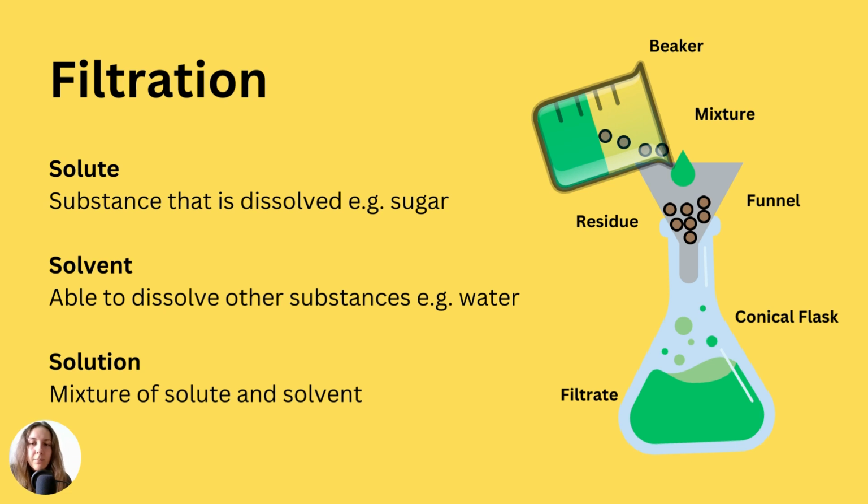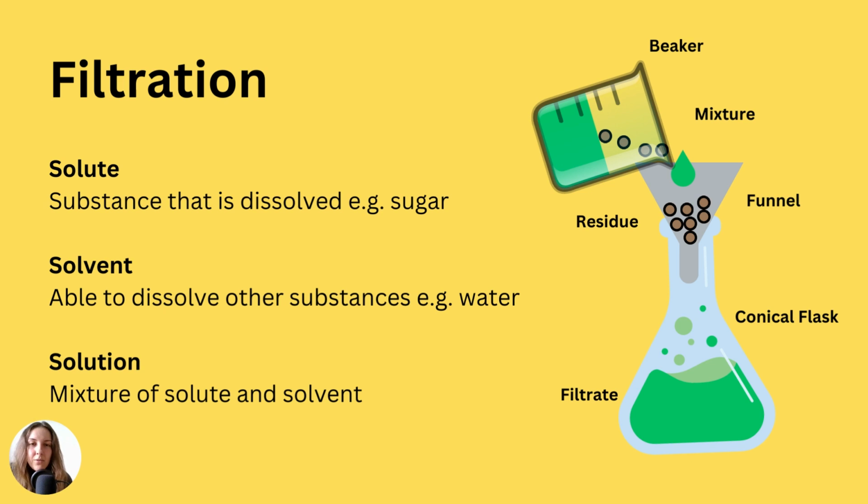from a reaction mixture. So, some of the keywords that often get mixed up when talking about filtration is solute, solvent, and solution. So, let's run through those now. A solute is a substance that is dissolved. So, an example of that could be sugars. A solvent is able to dissolve that solute, so it could be water, and the solution is just the mixture of the solute and solvent.